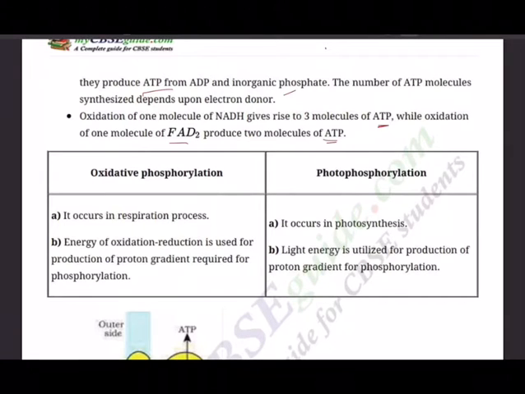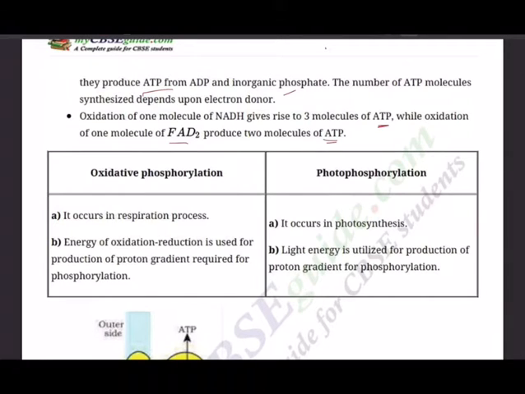Then the third step, the electron transport chain, where also a lot of ATPs are released. And overall, if you see the balance sheet of ATP during complete oxidation of one molecule of glucose, glycolysis happens in the cytoplasm of the cell.